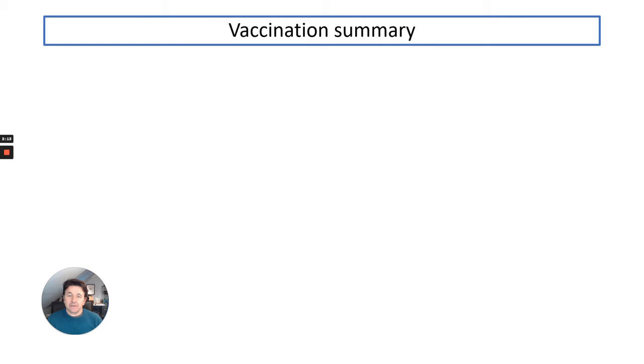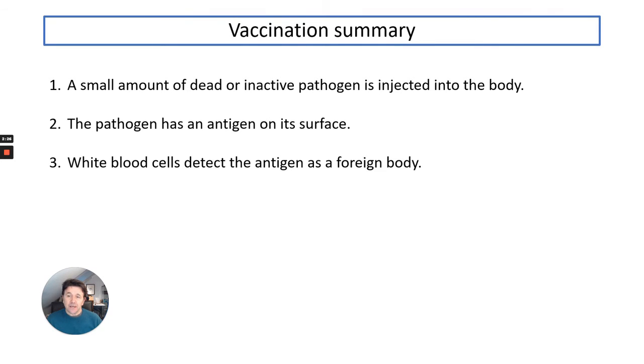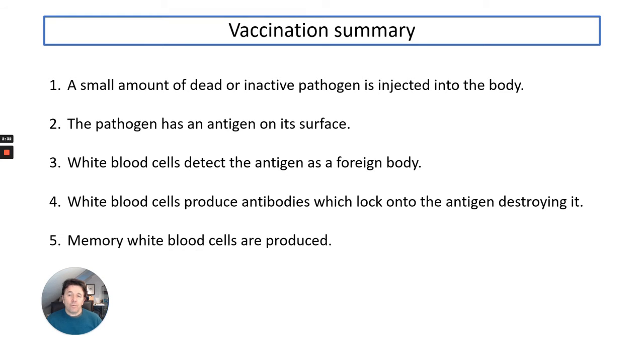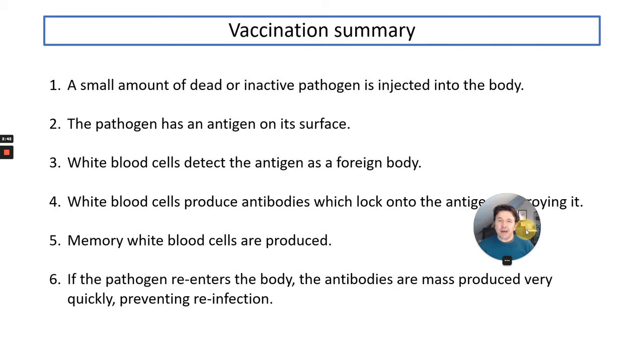So let's summarize the series of steps in vaccinations. Number one, a small amount of dead or inactive pathogen is injected into the body. Two, the pathogen has an antigen on its surface. Three, white blood cells detect the antigen as a foreign body. Four, white blood cells produce antibodies which lock onto the antigen, destroying it. And five, memory white blood cells are produced, which means that if the pathogen re-enters the body, the antibodies are mass produced very quickly, preventing reinfection.